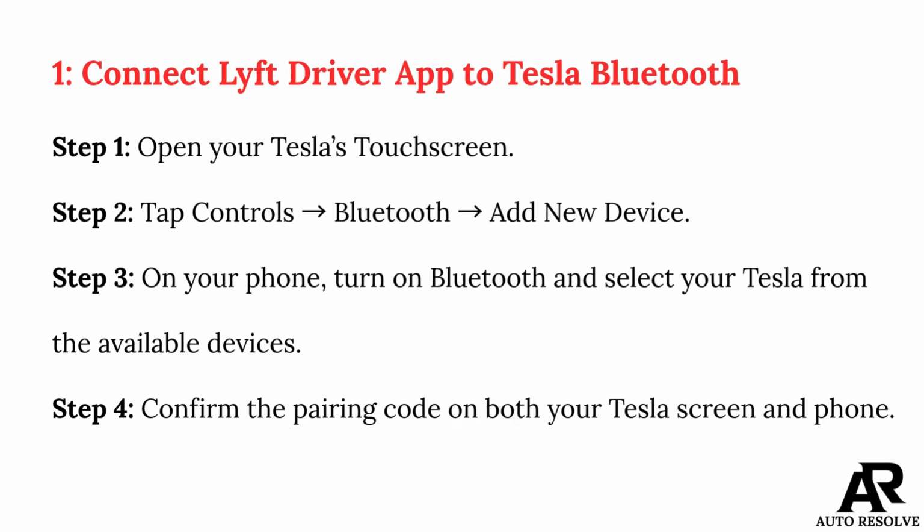1. Connect Lyft Driver App to Tesla Bluetooth. Step 1. Open your Tesla's touchscreen. Step 2. Tap Controls, Bluetooth, add new device. Step 3. On your phone, turn on Bluetooth and select your Tesla from the available devices. Step 4. Confirm the pairing code on both your Tesla screen and phone.